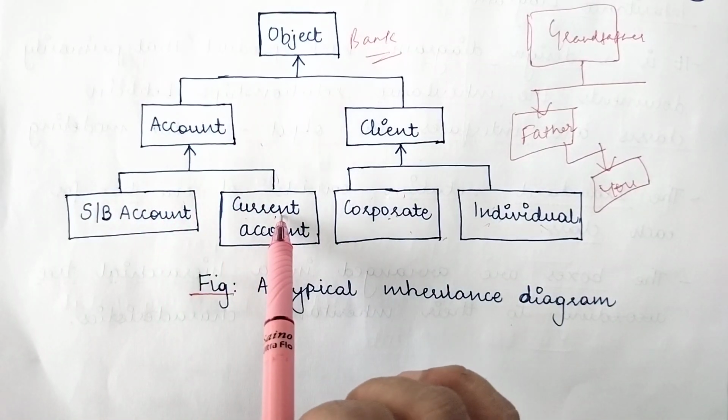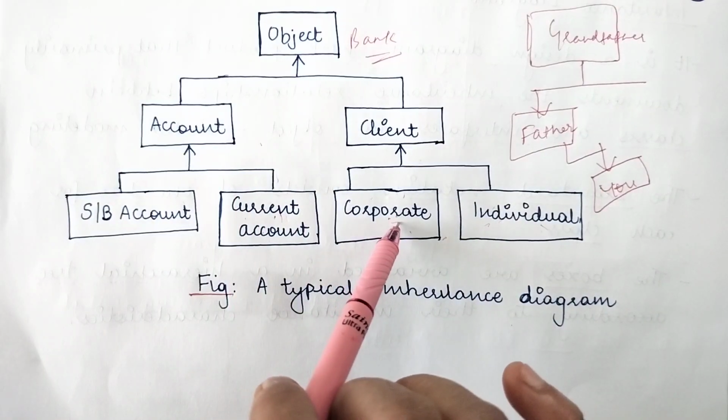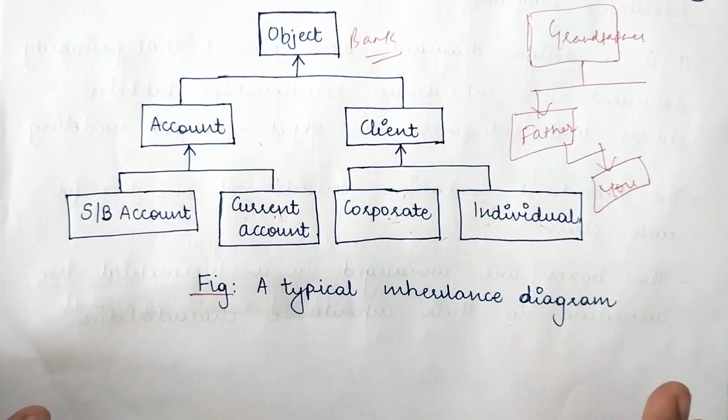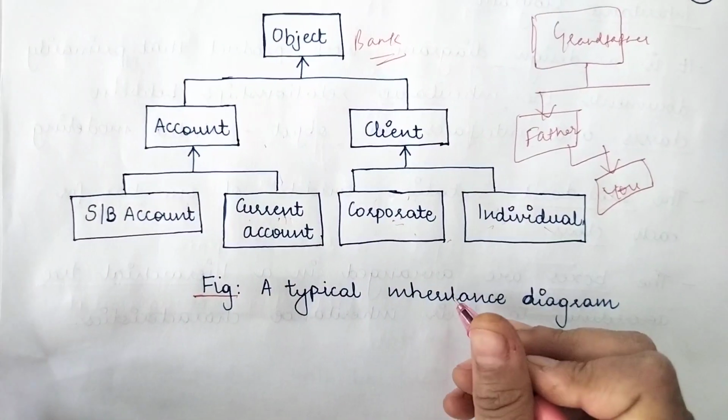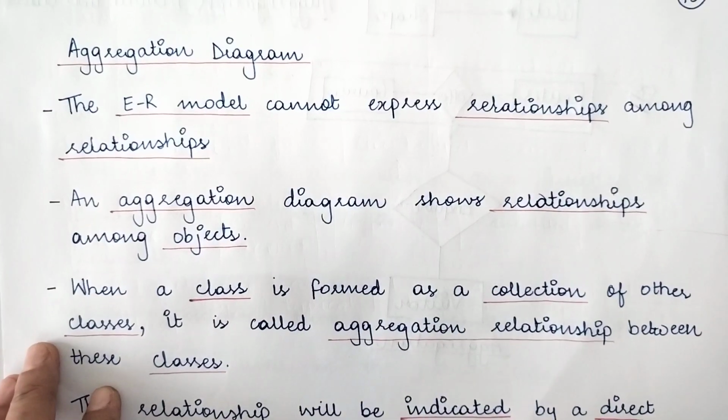So saving account or current account will have some general properties of the account class. Similarly, corporate client or an individual client will have the general properties of a client. So this is the inheritance diagram. Then is your aggregation diagram.